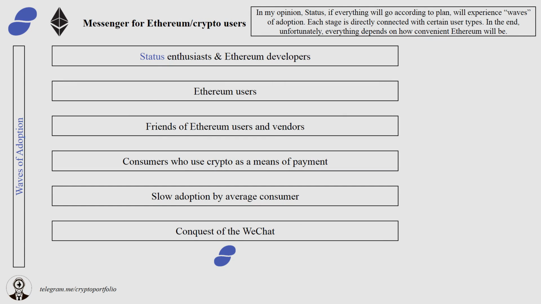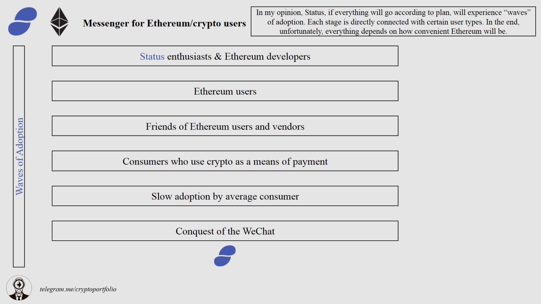In my opinion, Status, if everything goes according to plan, will experience so-called waves of adoption. Each stage is directly connected with certain user types. In the end, unfortunately, everything depends on how convenient Ethereum will be. But we are believers, right? Ethereum wouldn't exist if it wasn't for believers in this project.